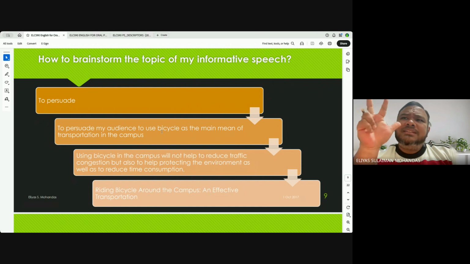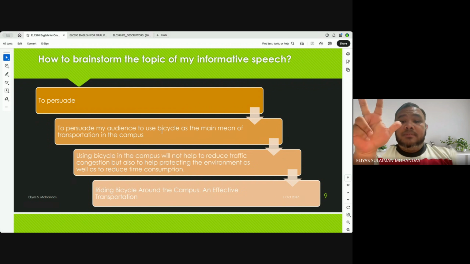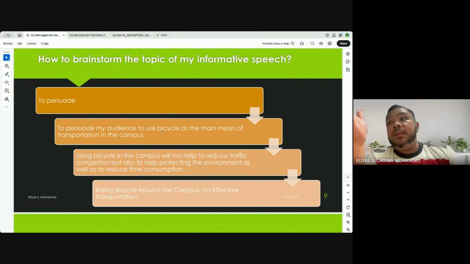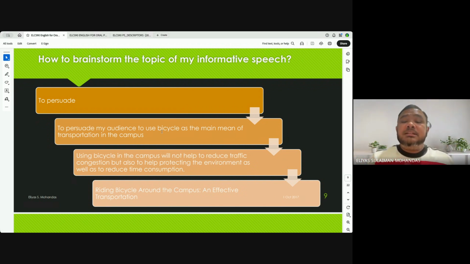So these are the three things that I'll be talking about under the topic of using bicycle in the campus. So these are the three main topics. And of course, for each topic, I have to elaborate, provide examples and secondary sources to support my main points. And with this, I have formed just a one-liner topic to attract people's attention to listen to my speech. Riding bicycle around the campus, an effective transportation.